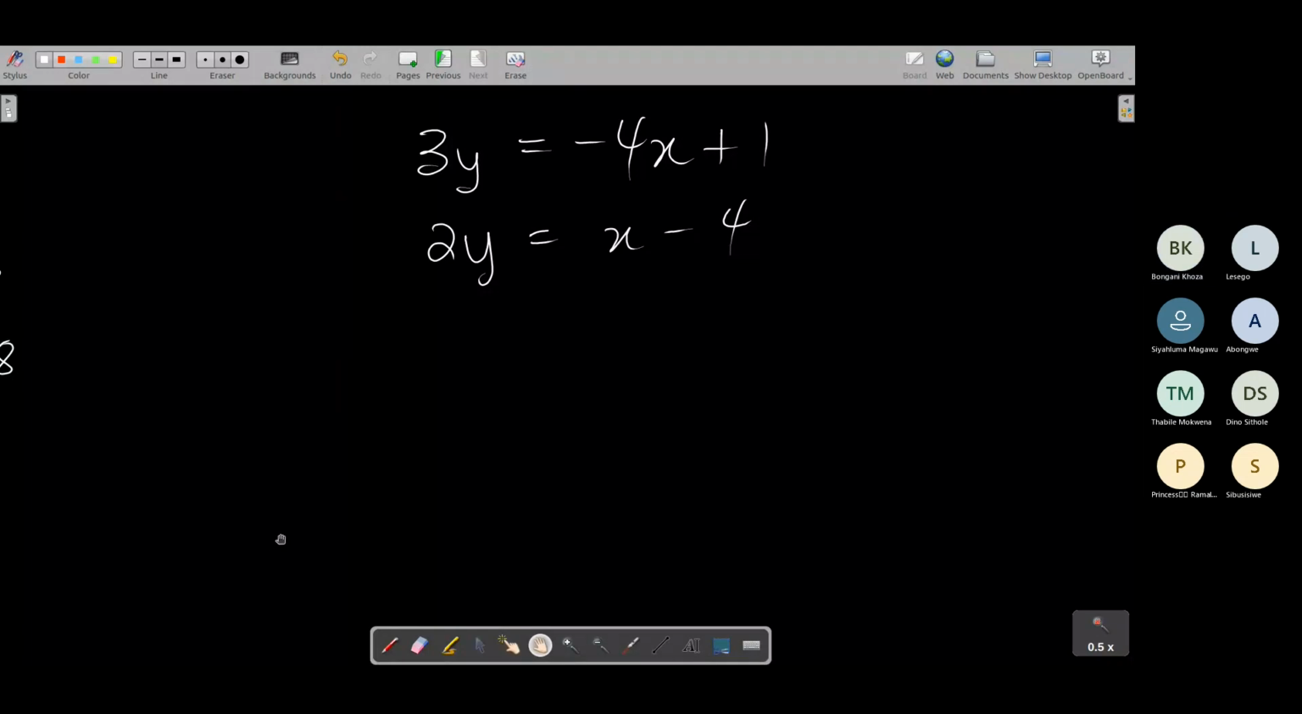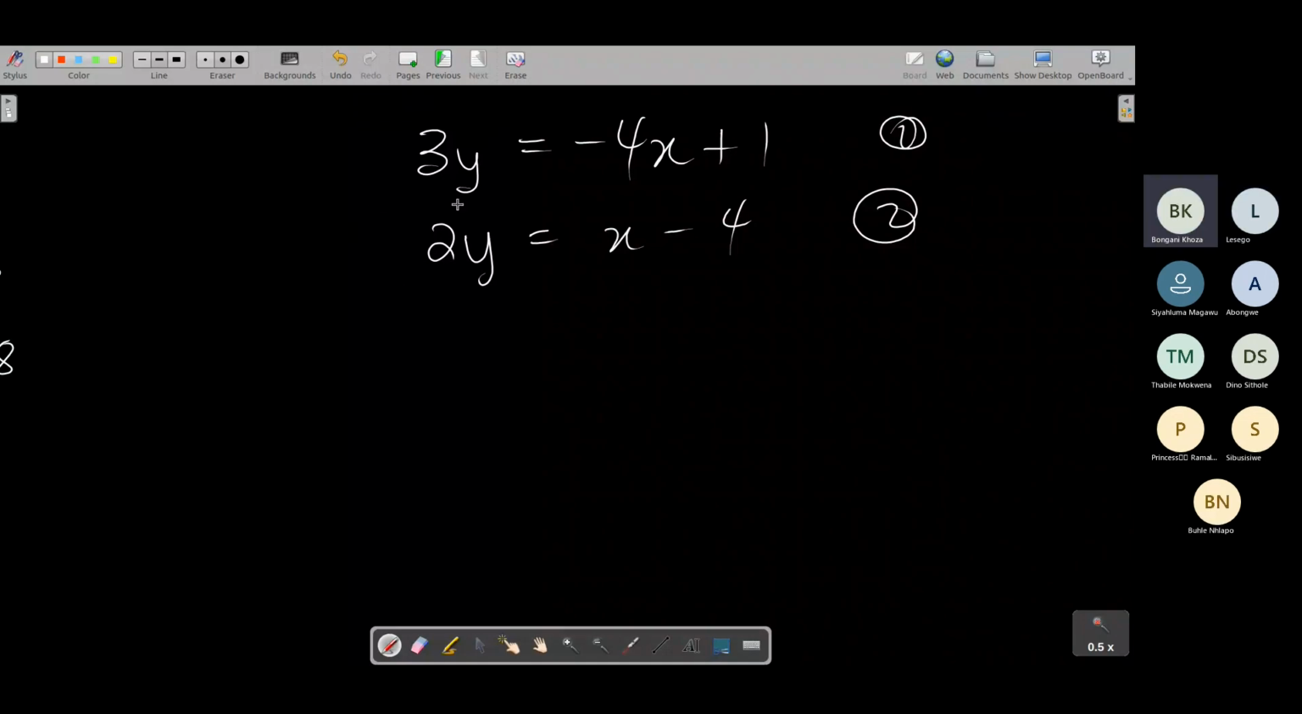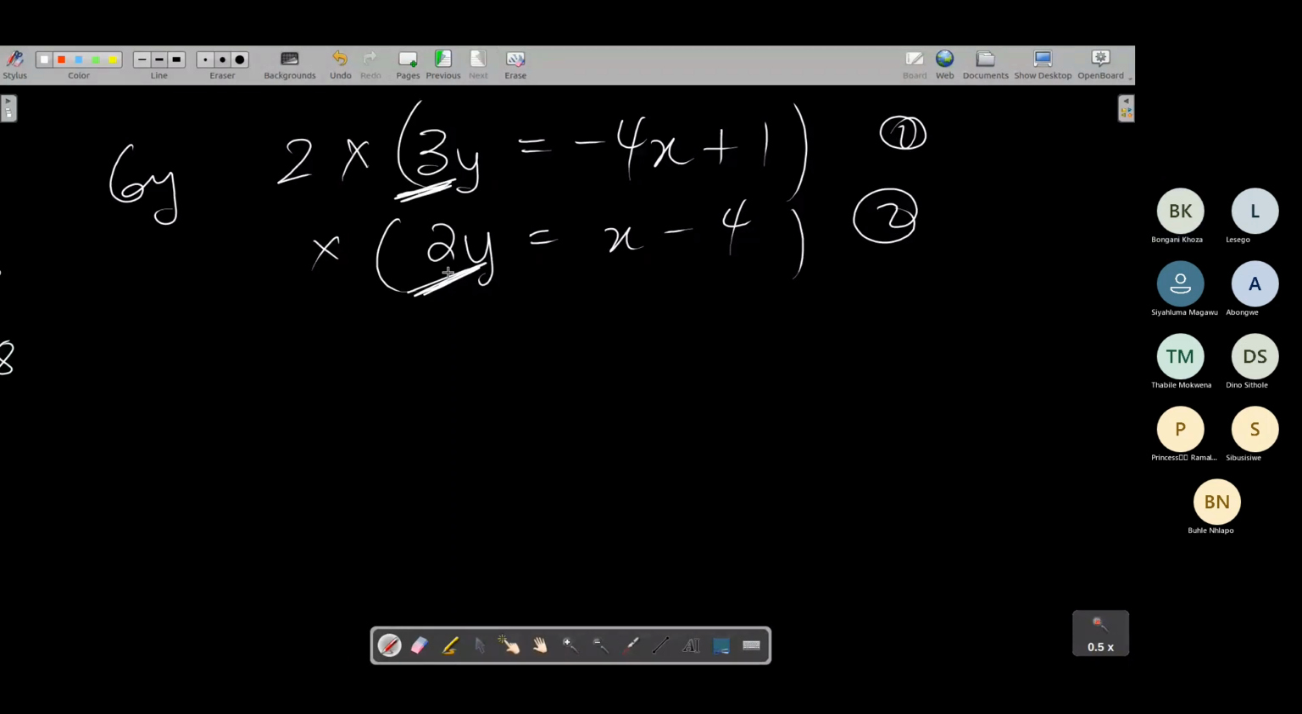2. This is equation 1, this is equation 2. Equation 1 we multiply by 2. Equation 2, what happens to that? Multiply by 3. If we are saying we're getting rid of y, that means we want the coefficient of y here and the coefficient of y here to be the same. So if you multiply this part by 2, you'll end up with 6y. You have to multiply this one by 3 to end up with 6y, right?